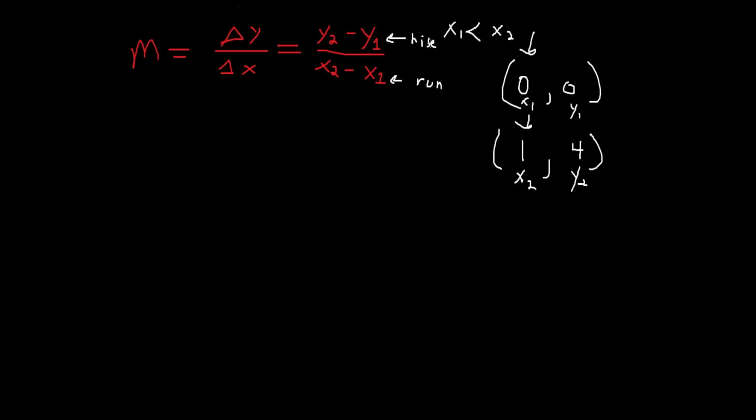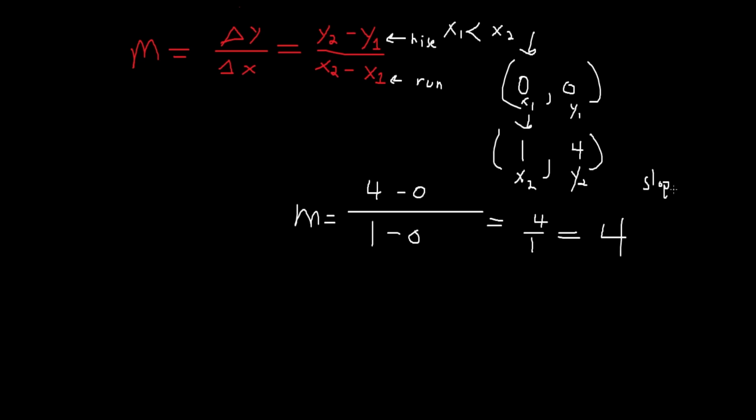So I always remember it as rise over run. So rise, so y2 is 4 minus y1 is 0, and x2 is 1 minus x1 is 0. So that's going to give us 4 over 1. So that means that our slope is going to be 4, because this is the formula for slope. So we have a slope of 4. Awesome. So that would be how we'd find a slope.